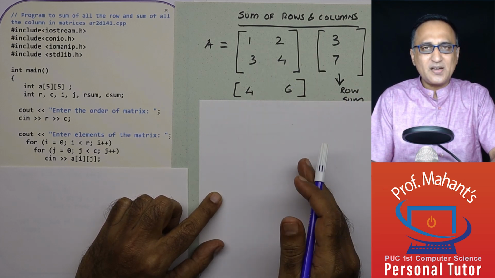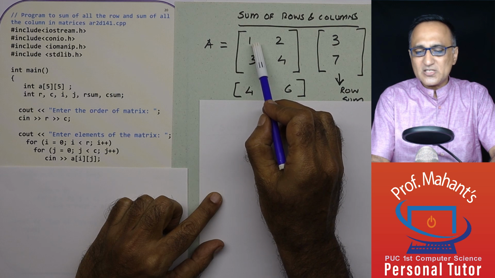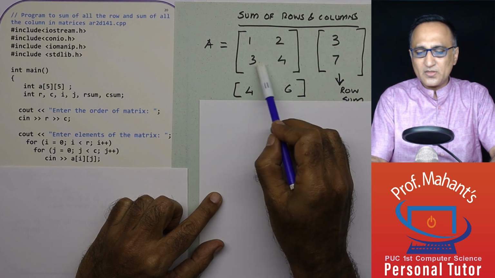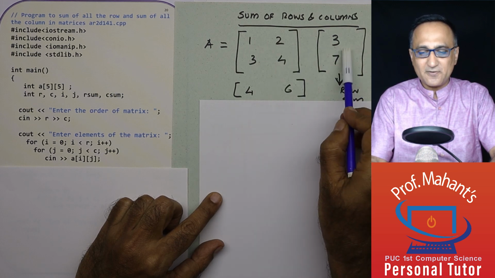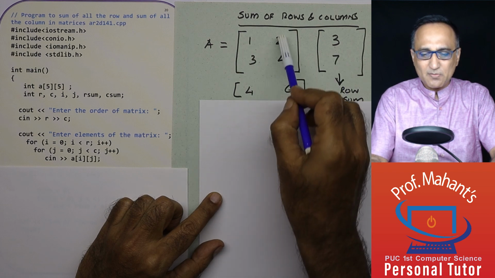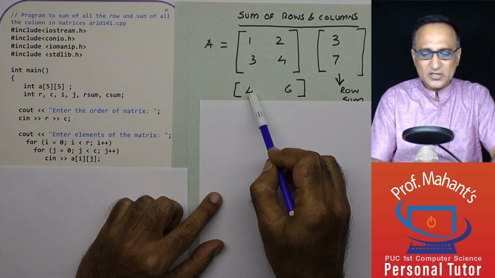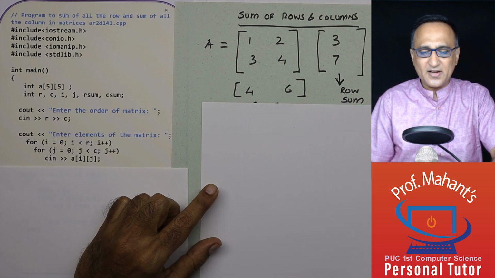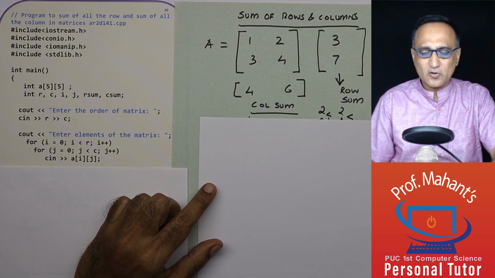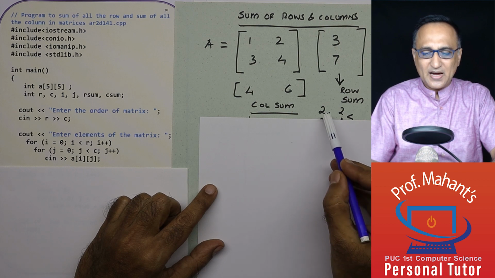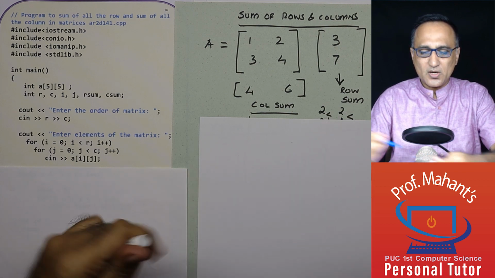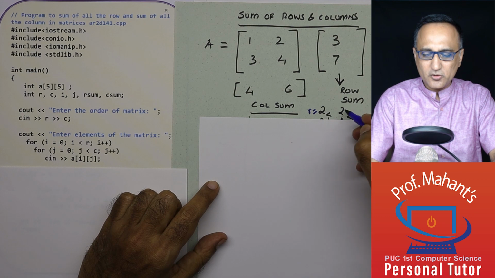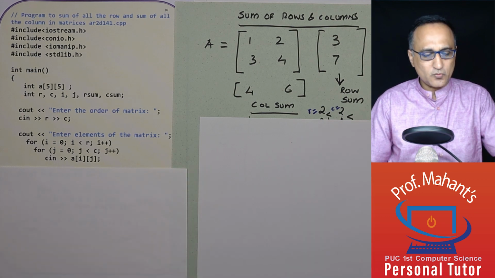What this program is really trying to achieve is it should give me the sum of rows. 1 plus 2 is 3, 3 plus 4 is 7. This is the first part. Second part is sum of the columns. 3 plus 1 is 4, 4 plus 2 is 6. So it's asking us to find the sum of rows and the sum of columns. In our example, R is 2, C is 2. So let me write this. R is equal to 2, C is equal to 2.